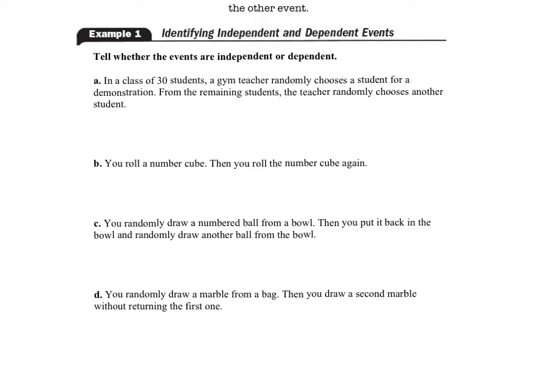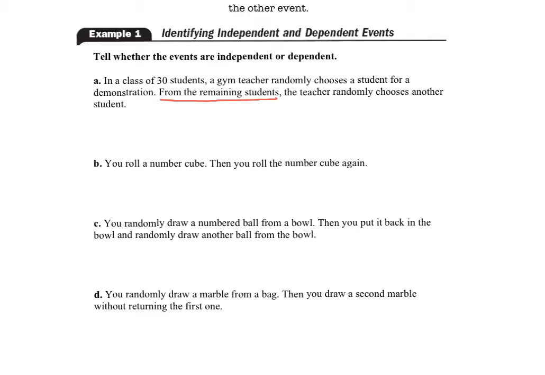Okay, so the first example is in a class of 30 students. A gym teacher randomly chooses a student for a demonstration. From the remaining students, the teacher randomly chooses another student. Well, the key phrase here is from the remaining students. In other words, what we know is that in the first event, the first student chosen is getting chosen 1 out of 30. But then once that first student is chosen, there's only 29 students left. And so the probability of the second student getting chosen would in this case be 1 out of 29.